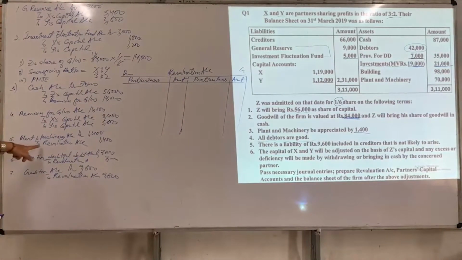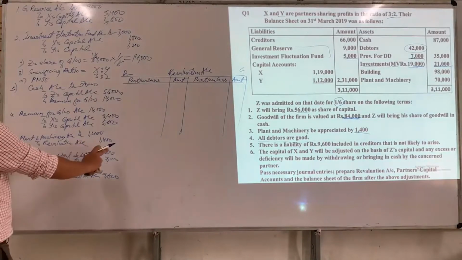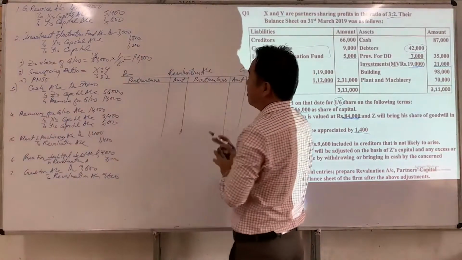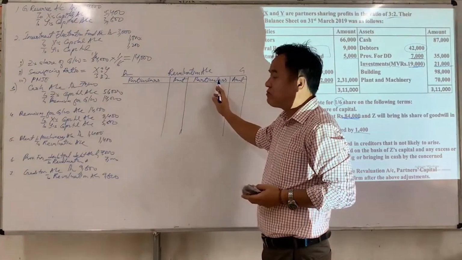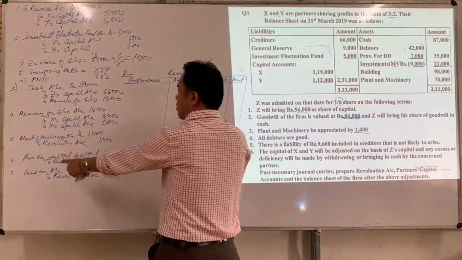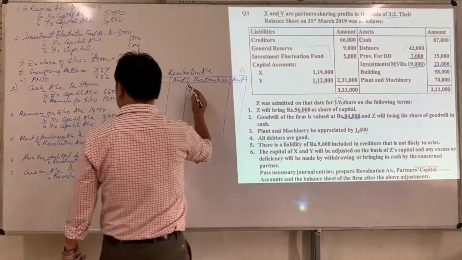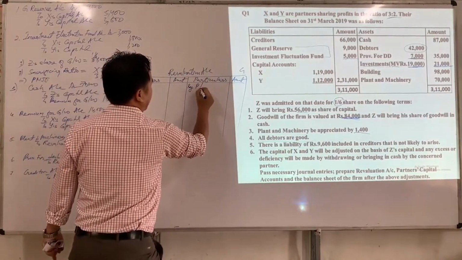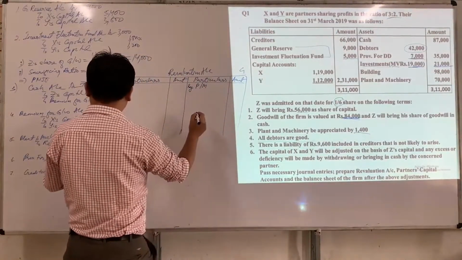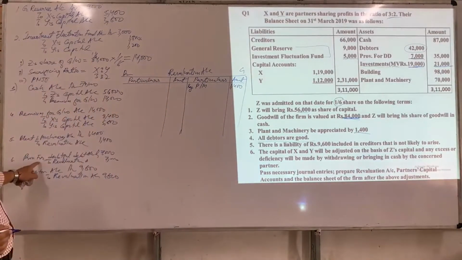Here, all the revaluation accounts are credited. Since all the revaluation accounts are credited, the credit part will be posted on the credit side of revaluation account. But in the particulars column, we have to write the other account: plant and machinery account, provision for doubtful debt, and creditors account. So here we write by plant and machinery. What is the amount? 1,400.